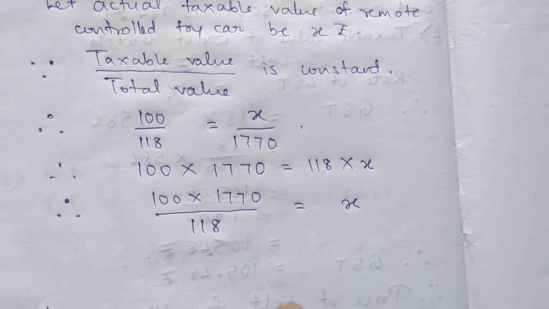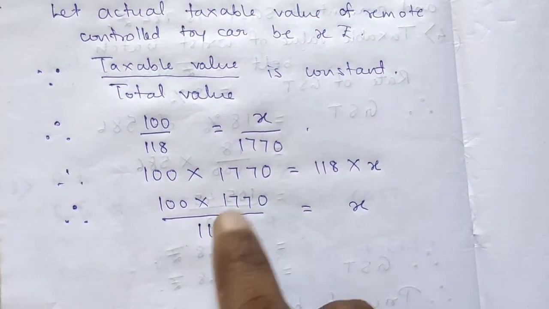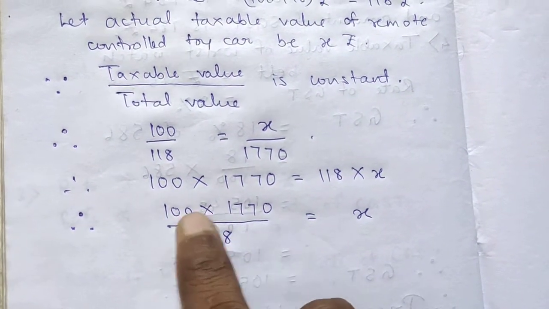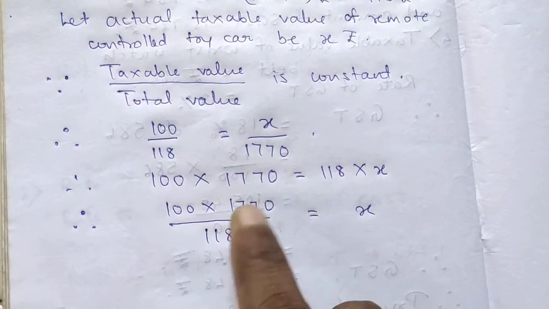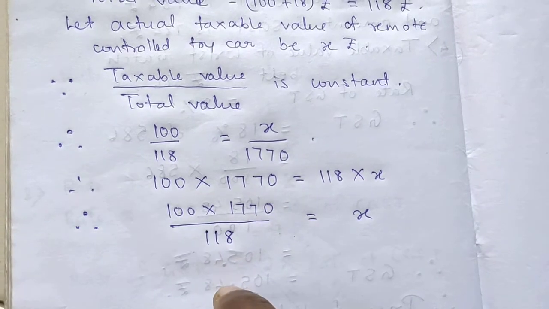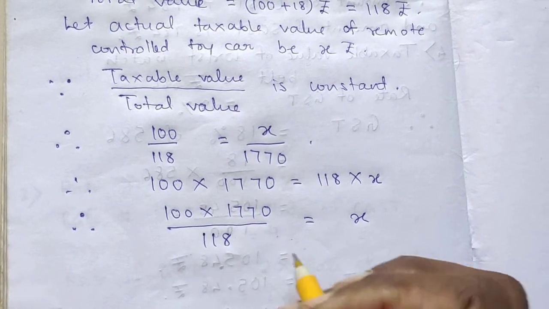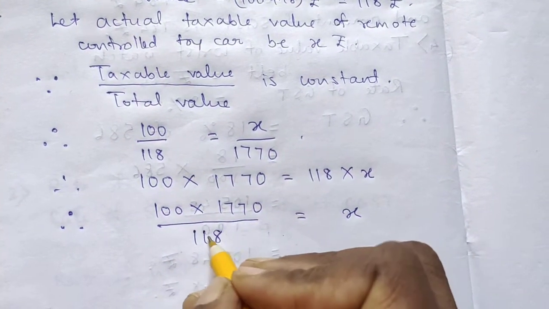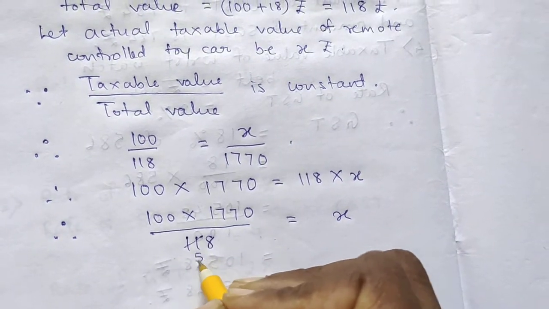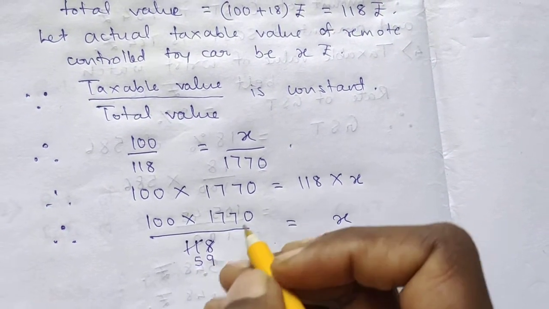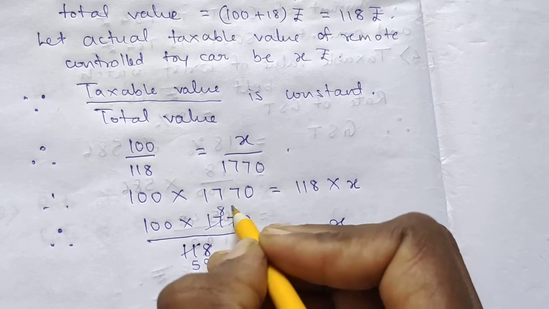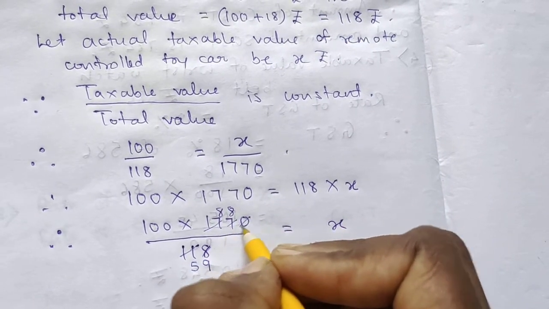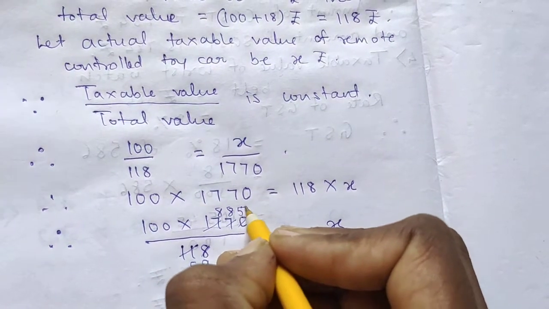Okay, now our next step is what? Do the cancellation of this 100 into 1770 upon 118. So let us do the cancellation of this. Okay, so you can do cancellation by 2. So if you do this, 2 5s are 10, 2 9s are 18, and here 2 8s are 16, 1 is remaining, again 2 8s are 16, again 1 is remaining, 2 5s are 10.